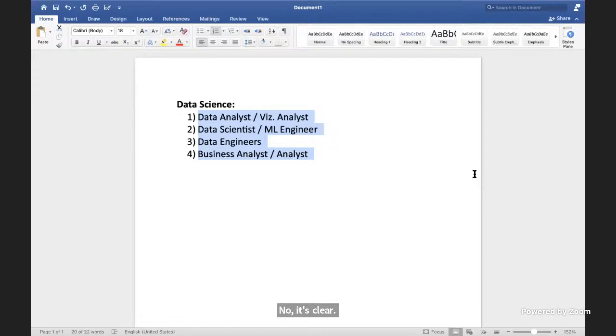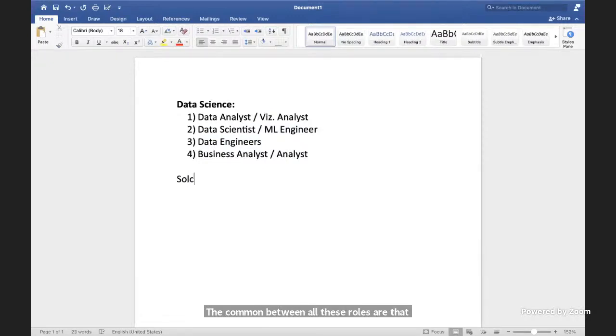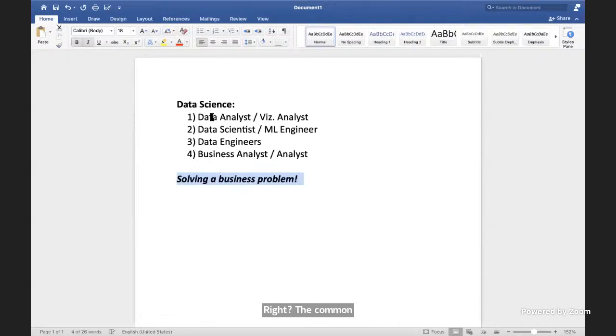What is common between all these four roles apart from data? Data is the right answer, but apart from data, what is common between all these roles is that you're solving a business problem. Yes or no? The medium to solve that problem can be data, and to work on that data, you need to learn some skills. Correct?